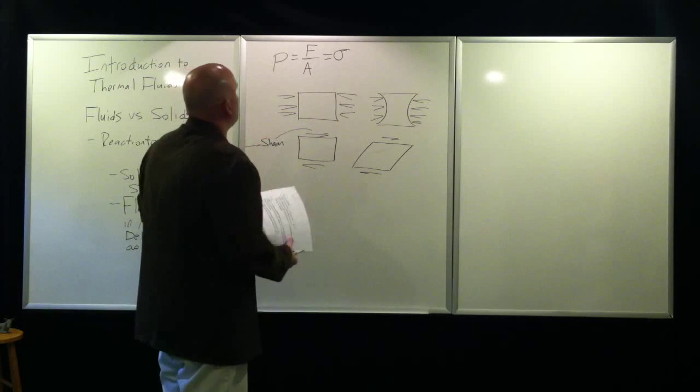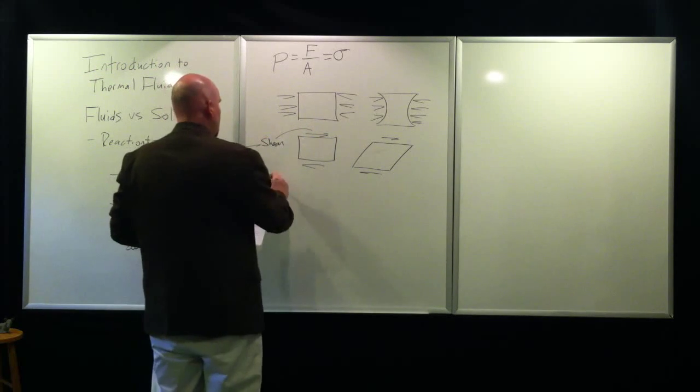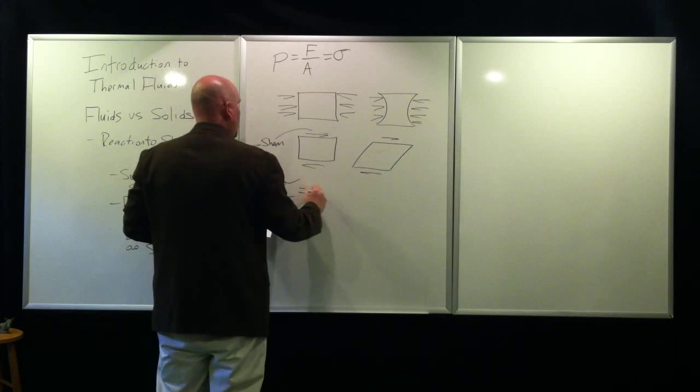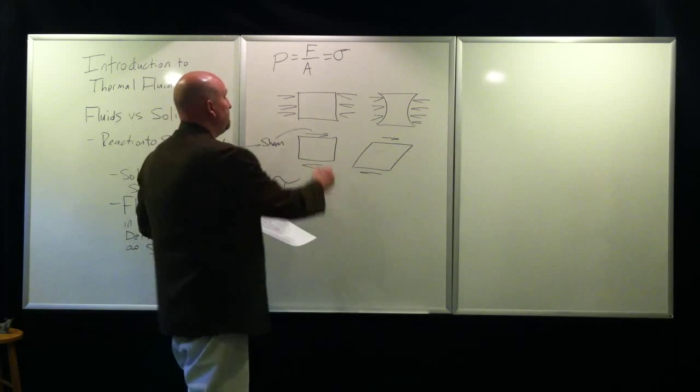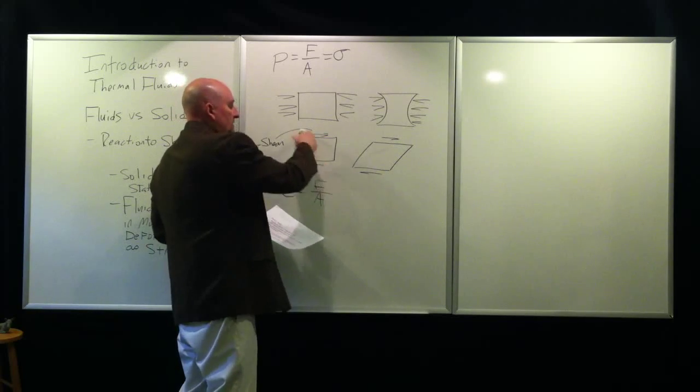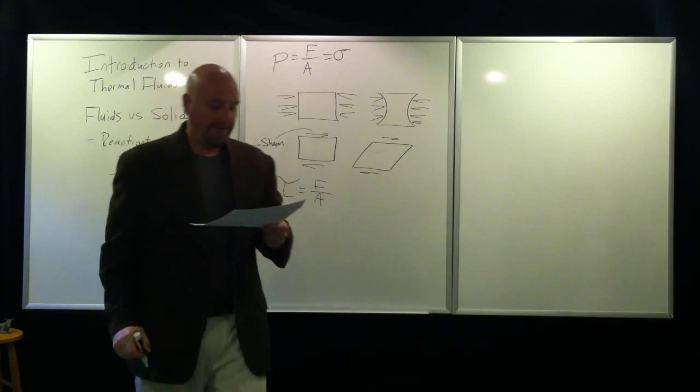Well, this is going to be our normal stress. Let's represent shear stress as tau. It's going to be the force over the area, the force that's going to be tangent to the plane.